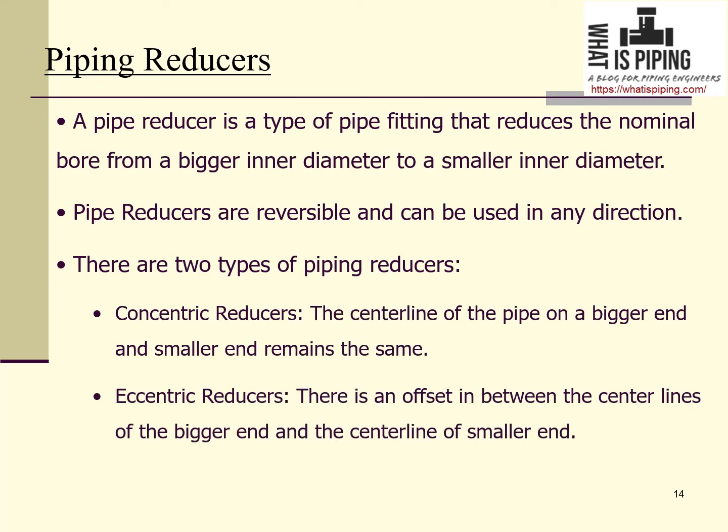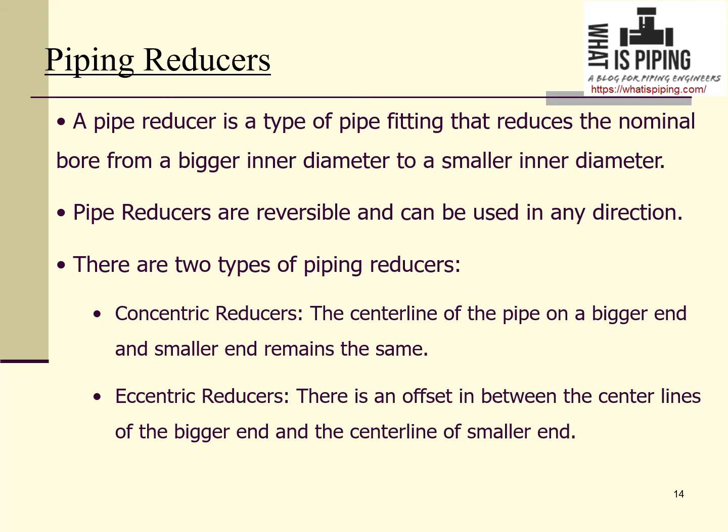Now, piping reducers. A pipe reducer is a type of pipe fitting that reduces the nominal bore from a bigger inner diameter to a smaller inner diameter. Means size changes. Means one side of the reducer is bigger and the other side is smaller. Pipe reducers are reversible and can be used in any direction. Means a reducer can be used to reduce a pipe size or to increase a pipe size. While increasing, we can call it an expander. And the same reducer can be used as an expander or as a pipe reducer.